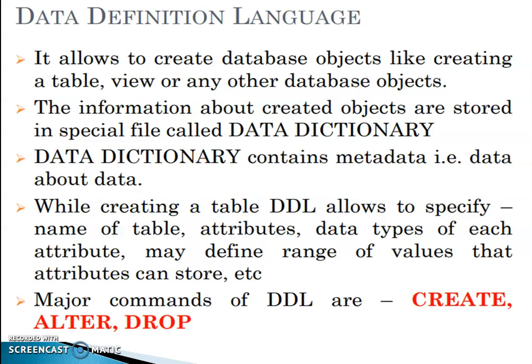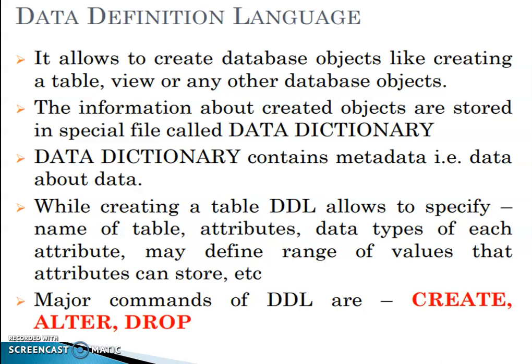It allows you to create database objects like creating a table, view or any other database objects. The information about created objects is stored in a special file. That file is known as the data dictionary. The data dictionary contains metadata, that is data about data.